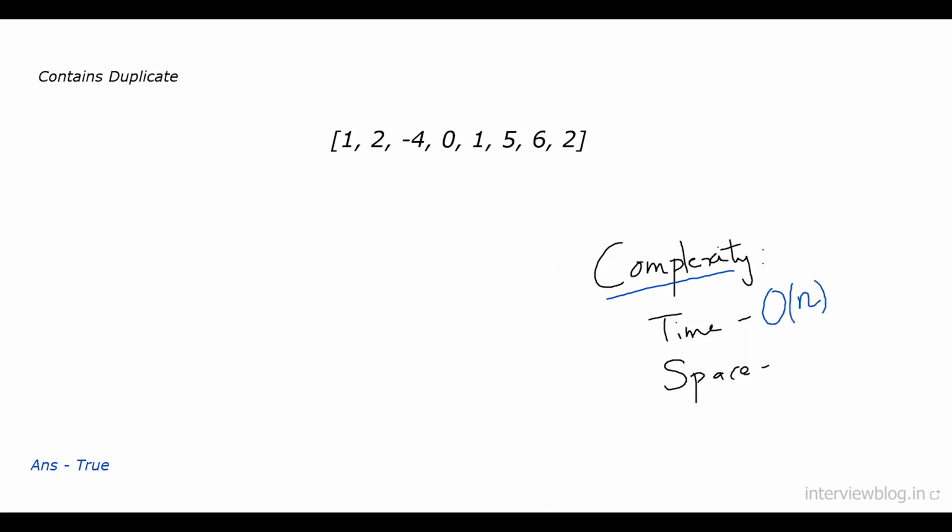And the space complexity of our solution tends to be big O of n, where n is the number of integers in the given input array. So why does our time and space complexity tend to be big O of n?